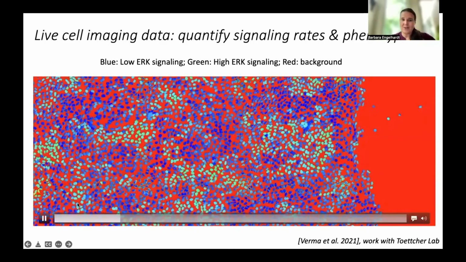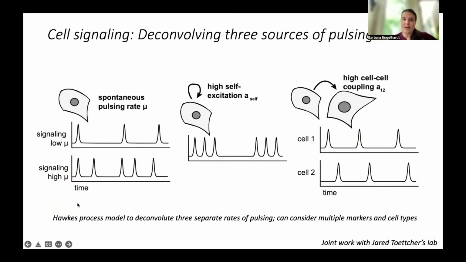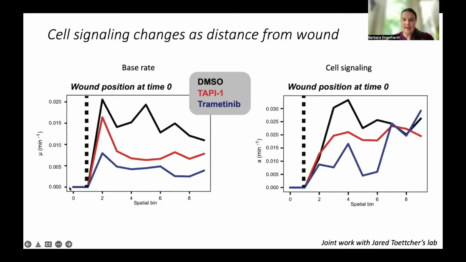In this example, we wanted to understand the pulsing rates of ERK. We wanted to separate the pulsing into 3 different things. Number 1, the spontaneous pulsing rate. Number 2, the self-excitation: when a cell pulses, how does that affect its future pulsing? And number 3, how does a cell pulsing affect its neighbor? As you can see, there was bursting related to neighboring cells. And we were able to do this really nicely, and in fact, we were able to do it in a spatially resolved way as well.